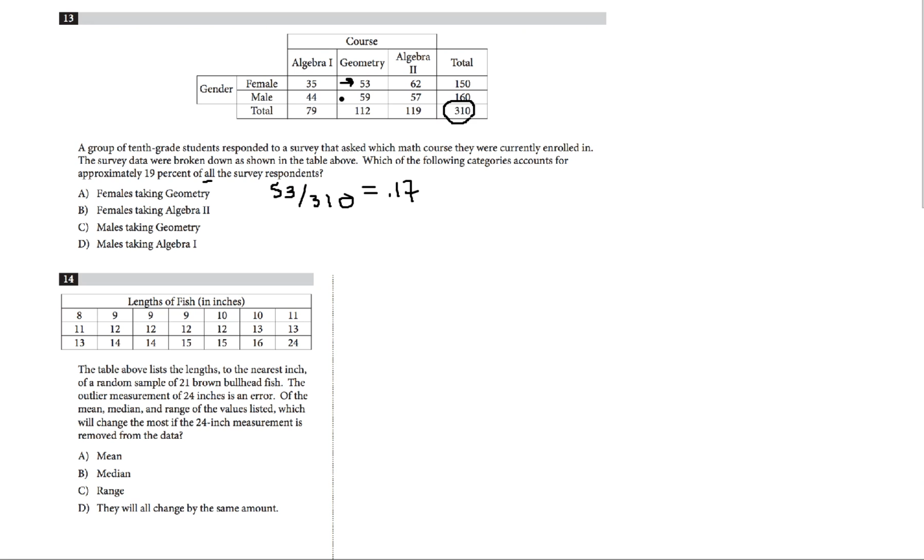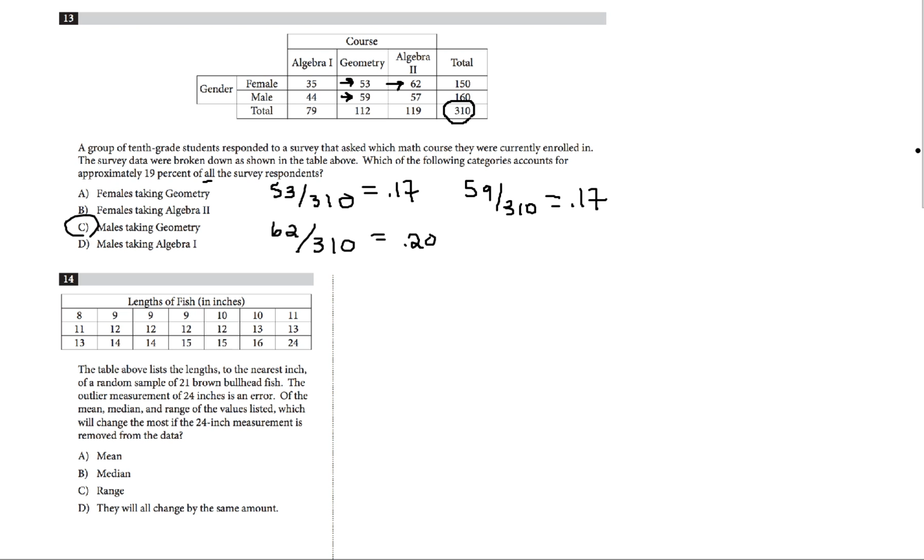Then we have females taking algebra 2, so let's try that. 62 divided by 310 is 0.20. Nope, not quite. We need something in the middle. Males taking geometry, well, yeah, look, that's kind of in the middle, right? So we get 59 divided by 310, and that's 19%. So that is your answer.